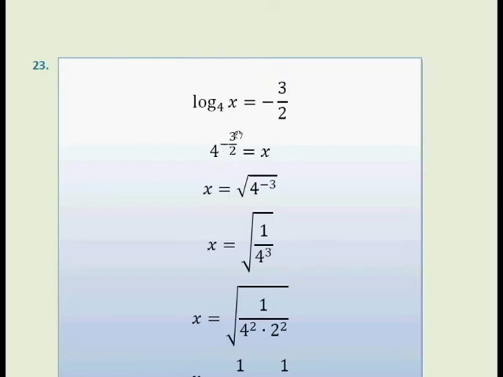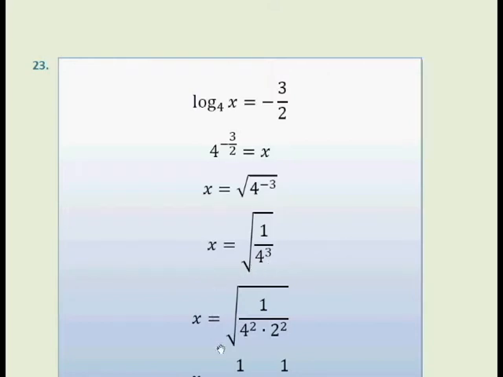4 to the minus 3 halves gives you the square root, that's the denominator. 2 is the index, so we're not going to put a 2 there. 4 to the minus 3. 4 to the minus 3 is 1 over 4 cubed. So this is all inside the radical sign.